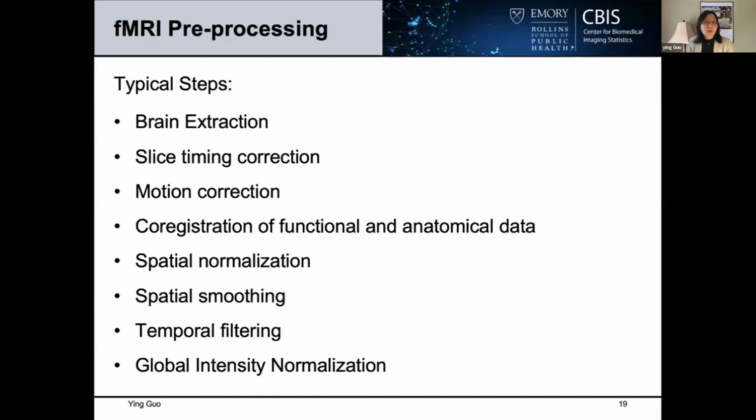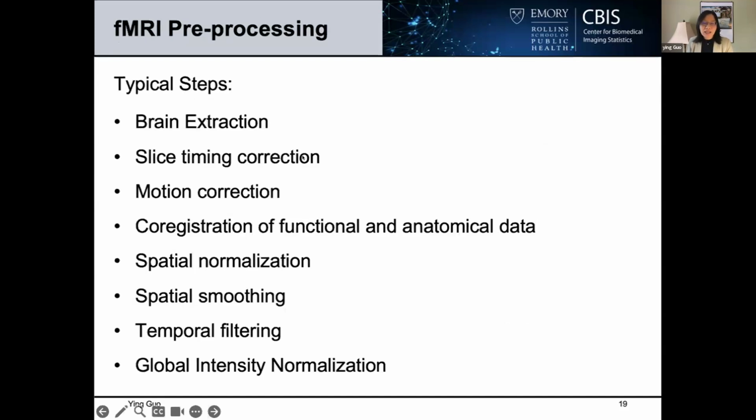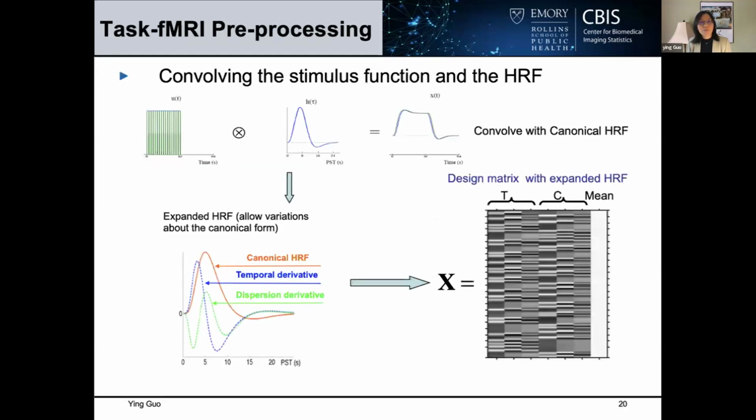Okay. So here are the typical steps of fMRI pre-processing. We correct the slice timing difference, we correct the motion effects, and register the functional and the anatomical data. And we also spatially normalize the scans because everyone's brain is different. So we normalize them to a standard template to facilitate group analysis, for example. Spatial smoothing is done mainly to increase the signal to noise ratio, but it does have some consequences for the subsequent analysis, especially connectivity analysis.